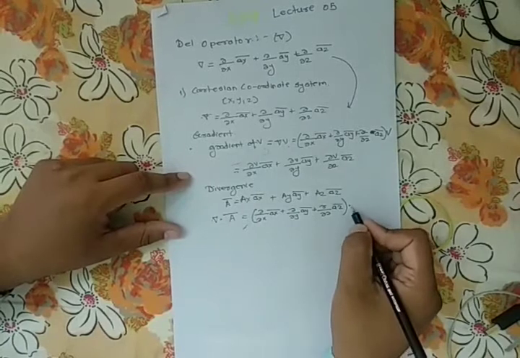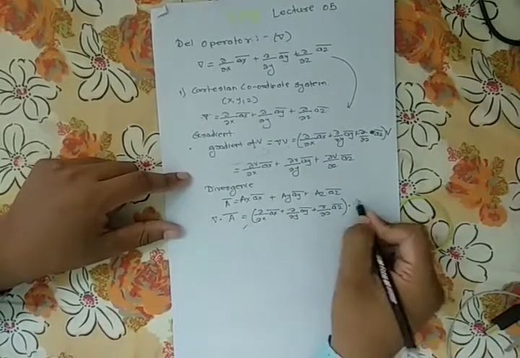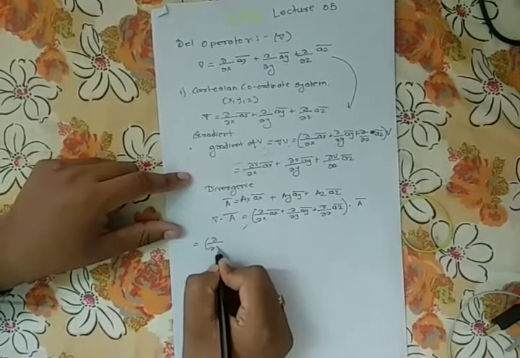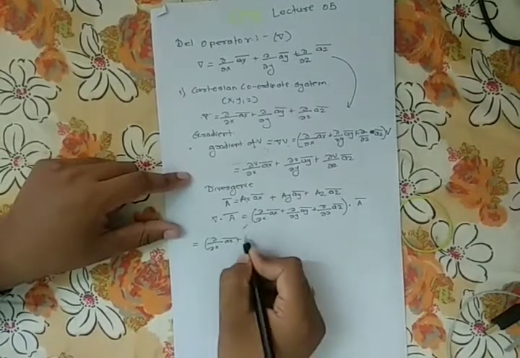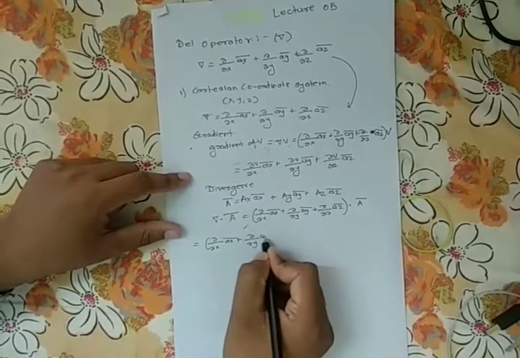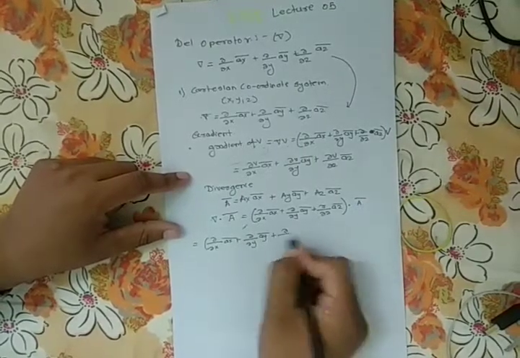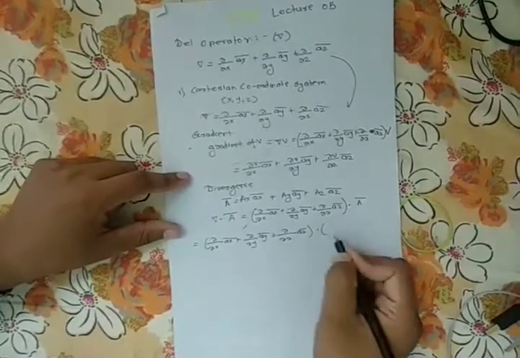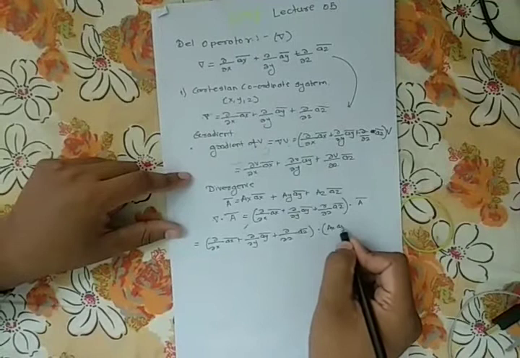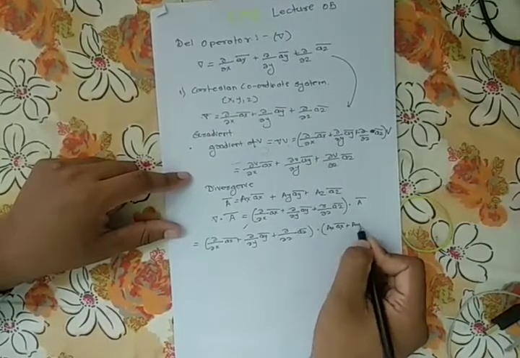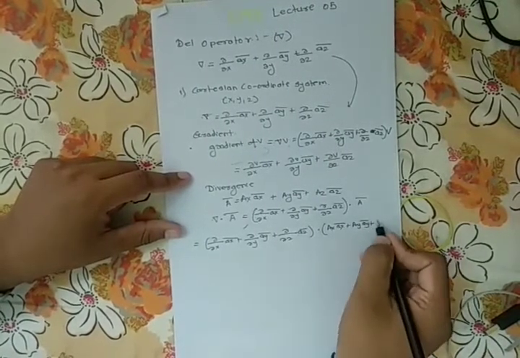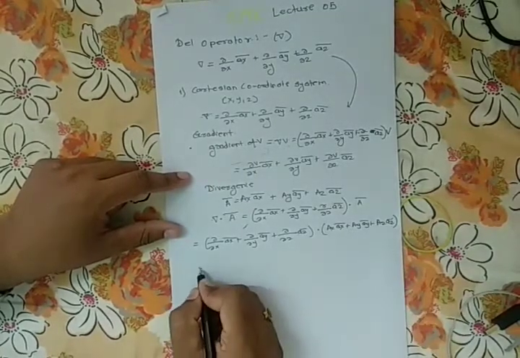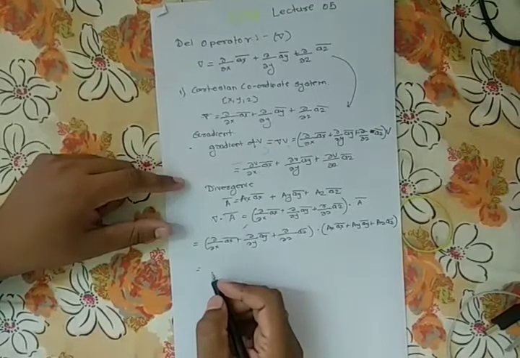Out of that I will write this a bar. So I will write it again: ∂/∂x ax bar, ∂/∂y ay bar, ∂/∂z az bar, and a bar can be represented by ax bar, ay bar, az bar. So like that I will write here.